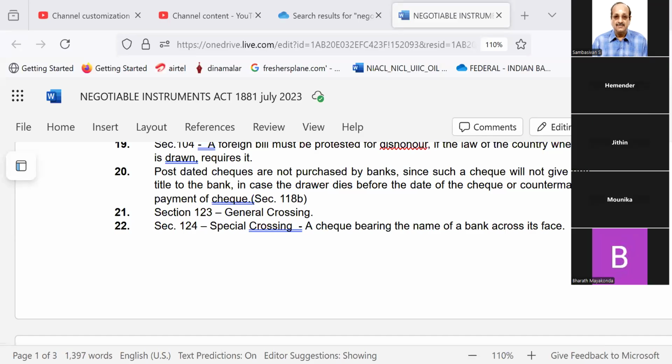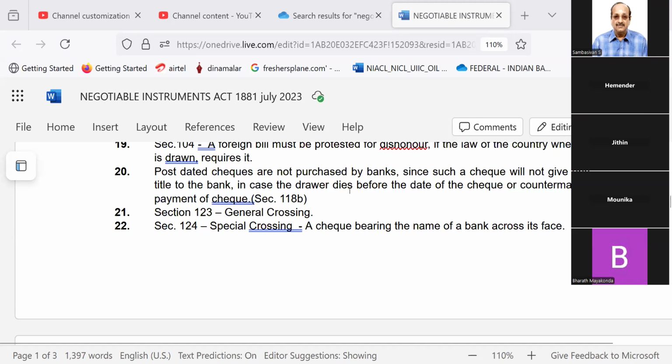See, on the face of the check, two parallel transfer lines are written. Then it is an indication that payment should not be made over the counter. It should be made only through the banker. Simply two parallel transfer lines. Please read quickly, Section 124.